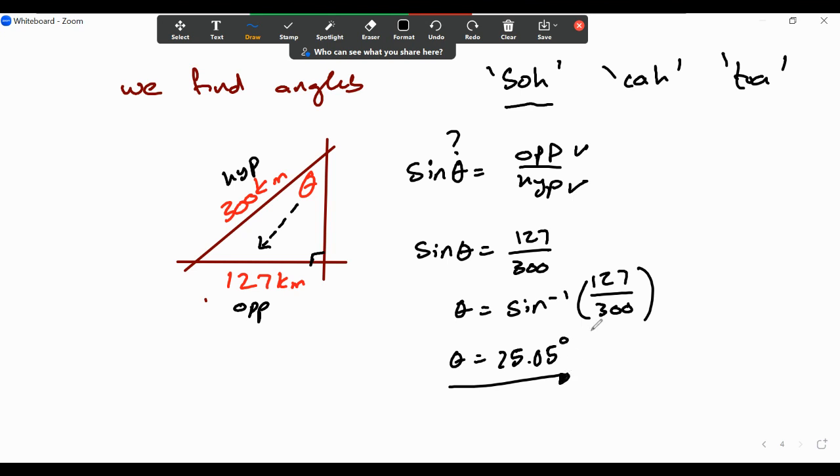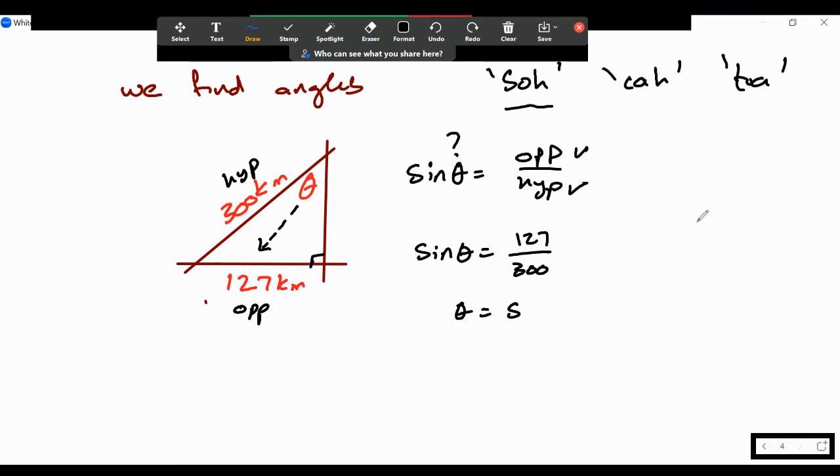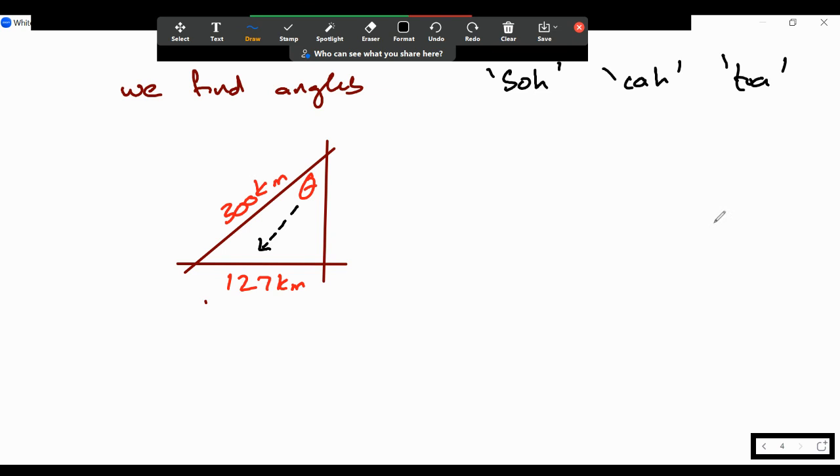And now I found the angle using sine. If I was given these two sides, I would use tan. If I was given those two sides, I would use cos. And use shift cos at the end as well for that. Right.